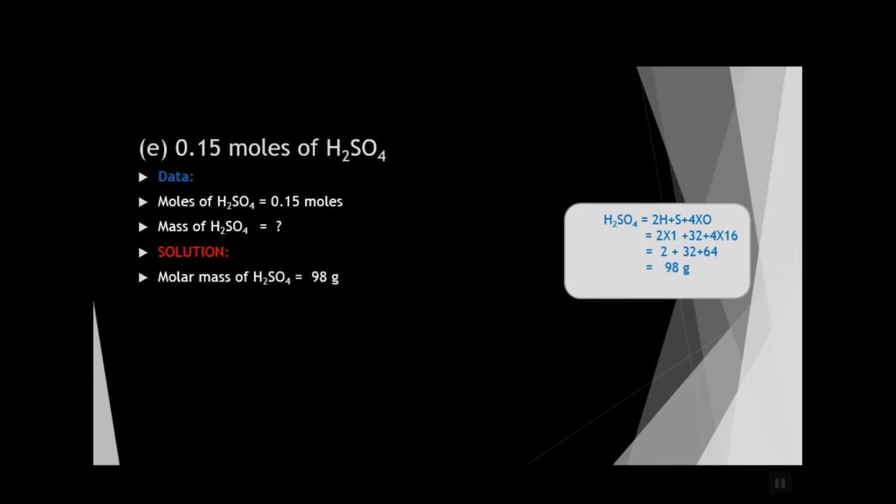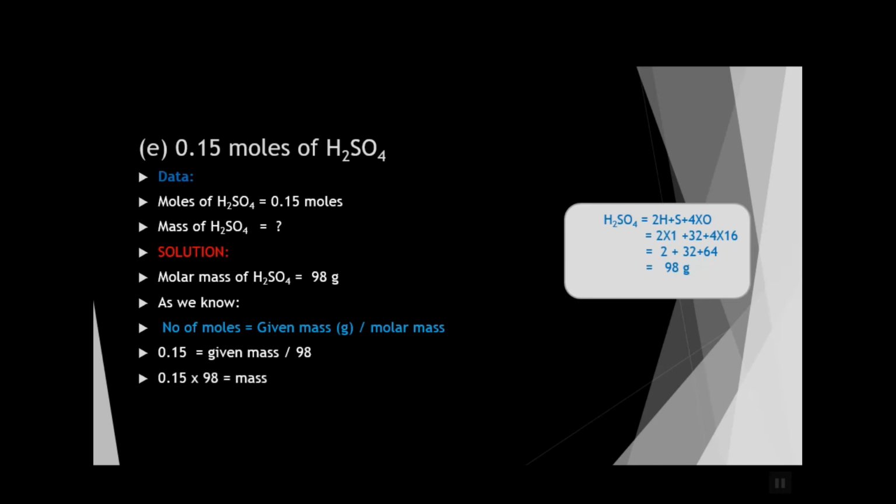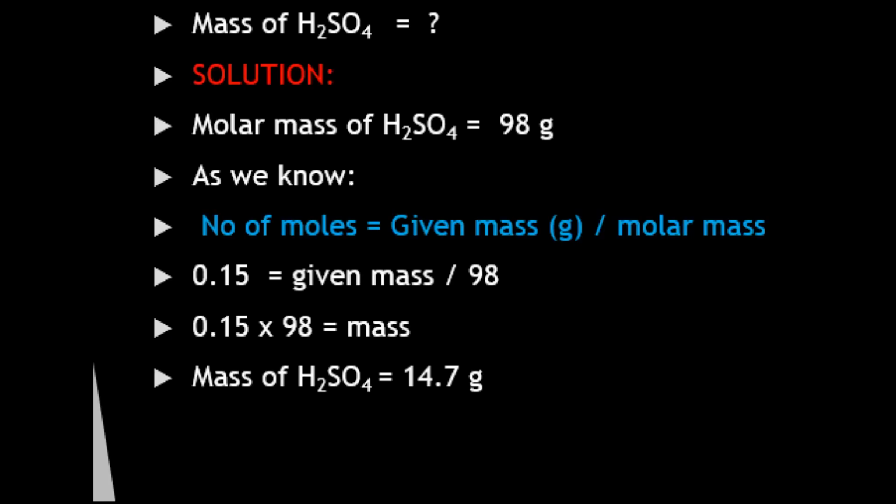Now the molar mass of sulfuric acid is 98 gram, and as we know, number of moles is equal to given mass divided by molar mass. Now put the values in the above formula. Number of moles is 0.15, equal to given mass divided by 98, that is the molar mass of sulfuric acid. Now after multiplying 98 with 0.15, we get the mass 14.7 gram. Yes students, 14.7 gram is the mass of sulfuric acid.